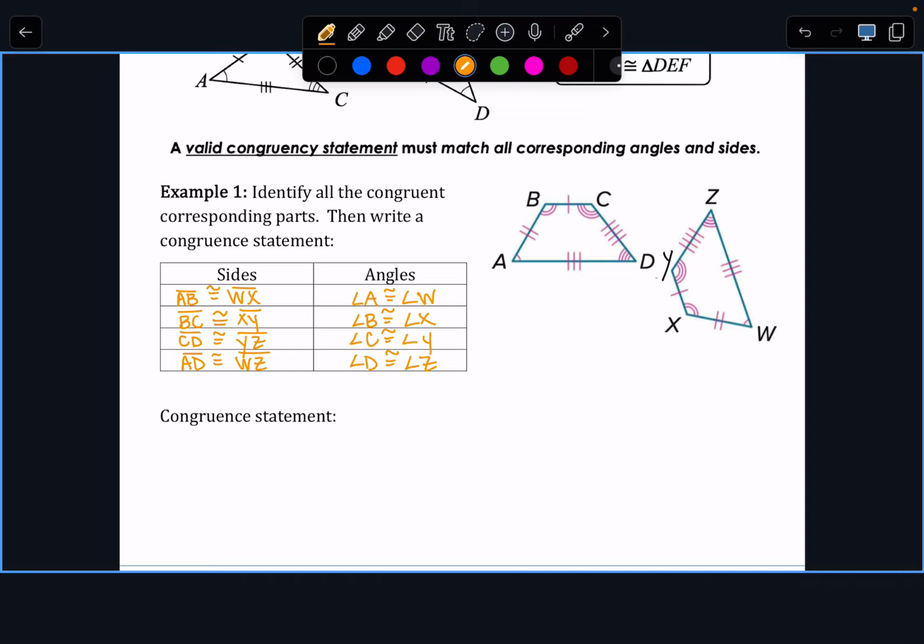So our congruency statement, we have polygon ABCD. Now, normally, if it was a triangle, we just draw the triangle. That's not a triangle. Is congruent to polygon. Which order would we have to put it in if I write ABCD? It was very kind of them to put both of them in alphabetical order.